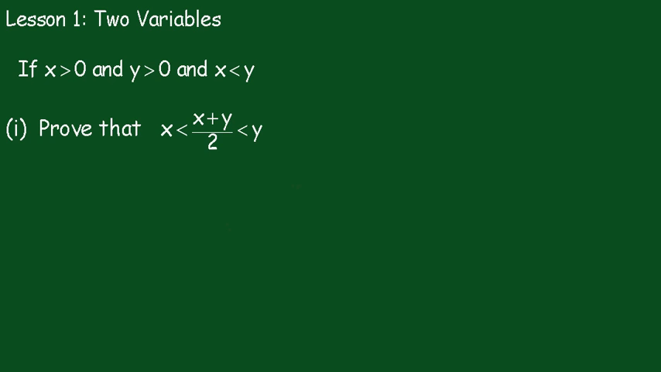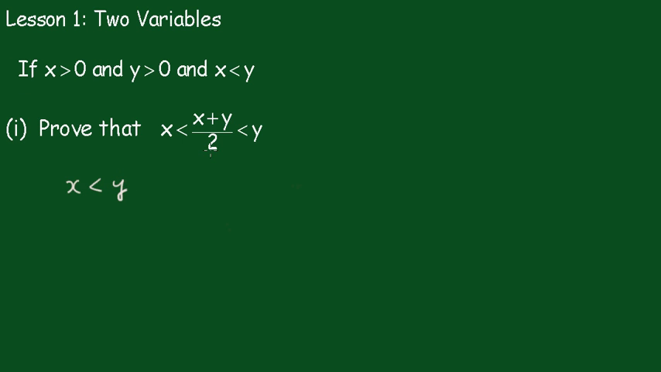Lesson number one, inequalities with two variables. If x is greater than 0 and y is greater than 0 and x is less than y, in part one, prove that x is less than (x plus y) on 2, which is less than y. Now I'll start off with x being less than y.